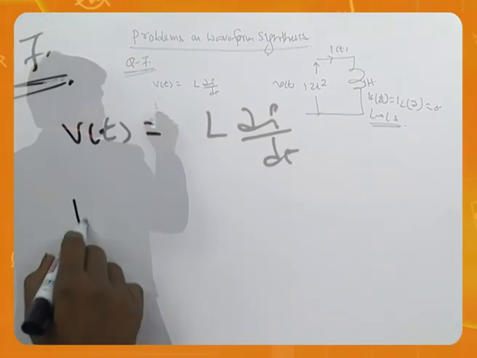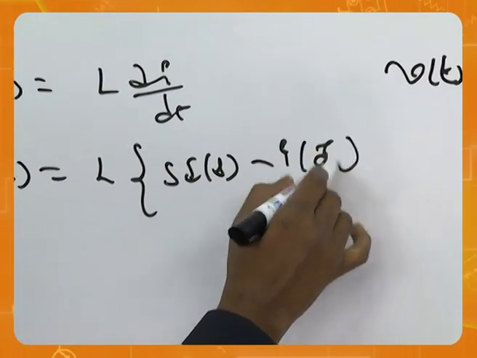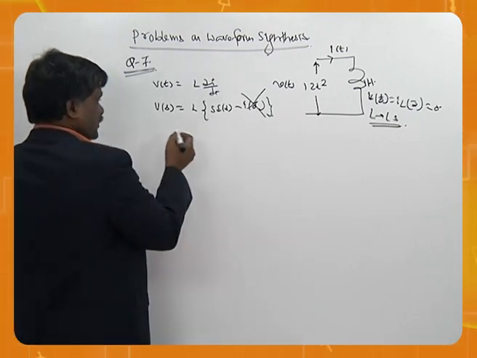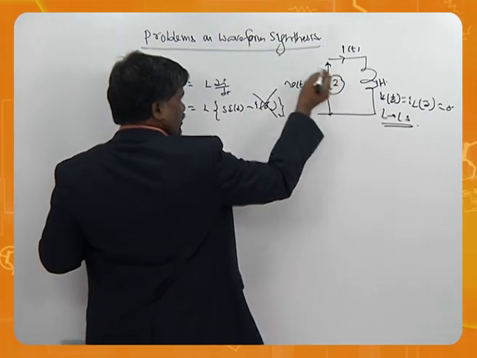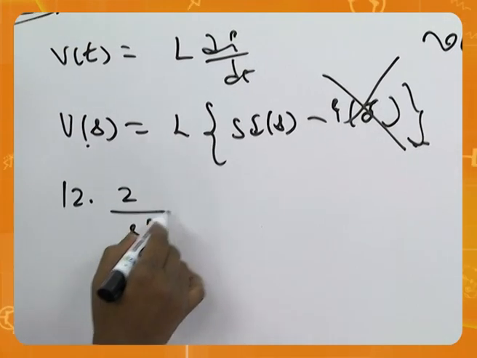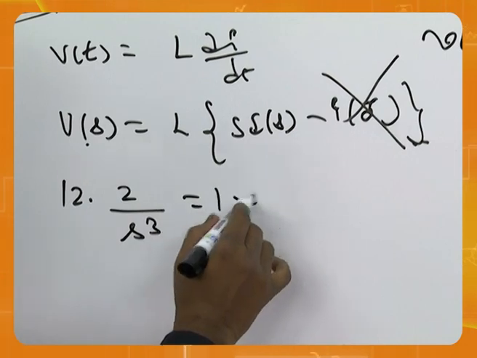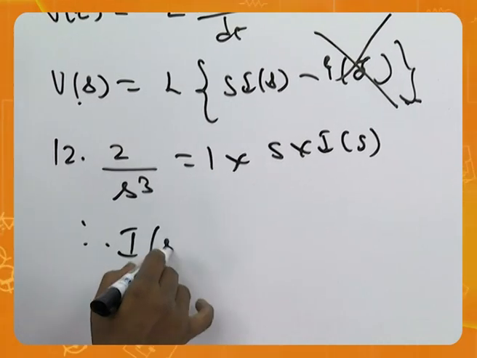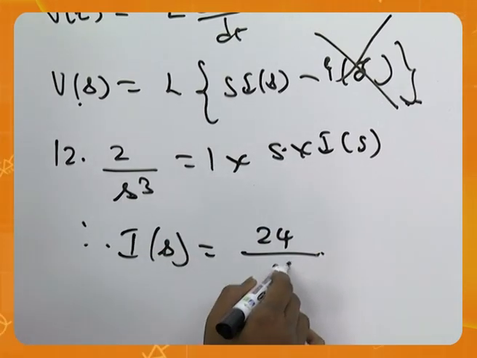Now if I take Laplace transform, V of s is equal to L into s I of s minus I of 0 plus. This I neglect. So finally what is happening? What is V of s? 12 into Laplace of t square. What is the value? Factorial 2 means 2 by s cube. Laplace transform, L is how much? 1 Henry. S into I of s. Therefore, I of s is equal to 24 by s cube, another s comes here, s power 4.